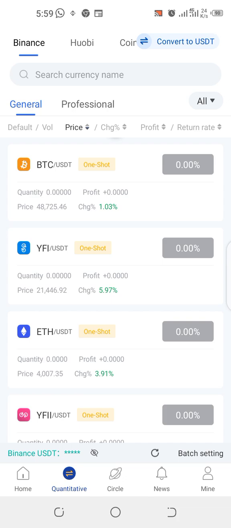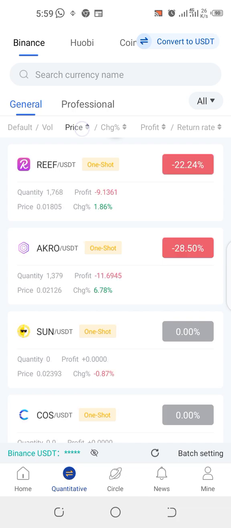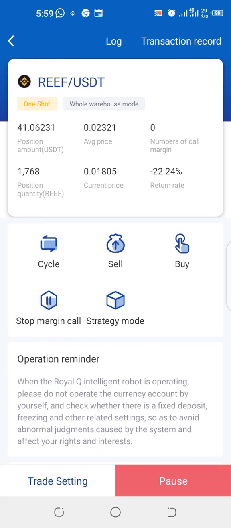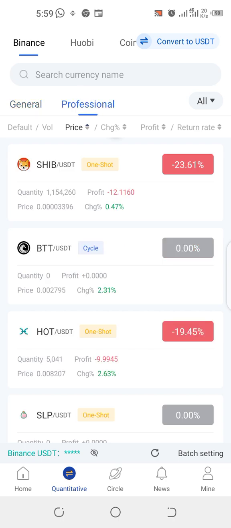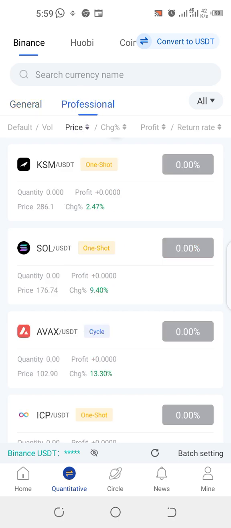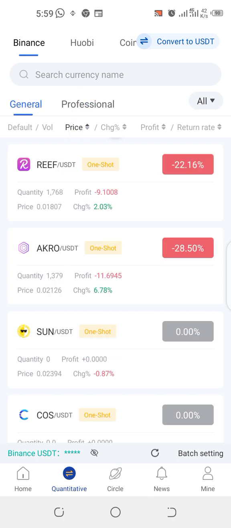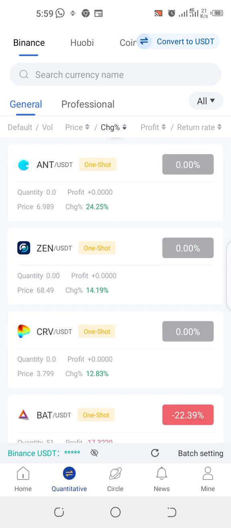You can arrange by price, with BTC being the highest here and REEF being the lowest in price. Current price 0.01805. The professional list too, there are such coins. Okay. So you can arrange from the highest to the lowest, or from the lowest to the highest. You can also arrange by percentage change in the last 24 hours. That's percentage change in price of that coin by itself in the last 24 hours.